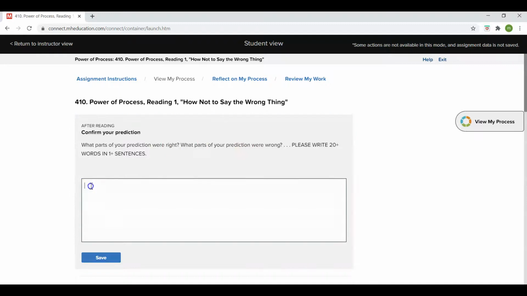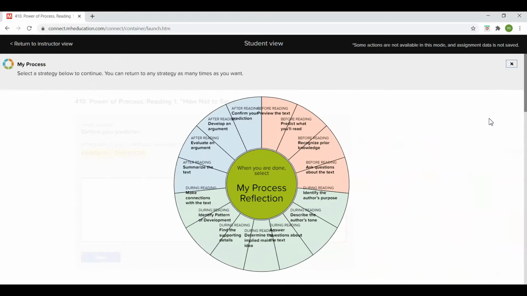So don't just say I was wrong or I was right. No. 20 or more words in at least 1 sentence. All right. So you'll lose points if you say, nope, I was completely wrong, or I nailed it, I was completely right. That is 1 sentence, but it's not 20 or more words.